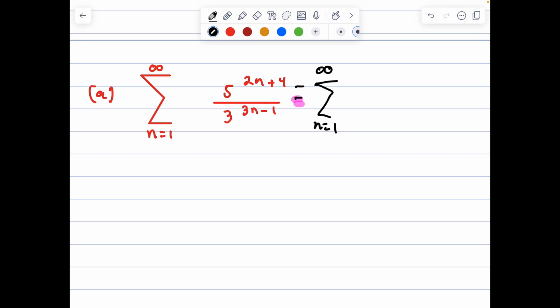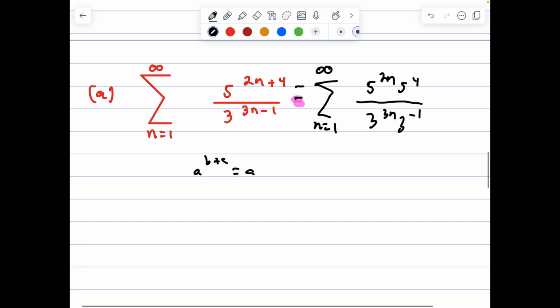5 to the 2n plus 4 can be rewritten as 5 to the 2n times 5 to the 4th, all over 3 to the 3n times 3 to the minus 1. That is by a property of exponents that says if you have a base raised to a sum of exponents, it's equal to the base raised to each of those exponents multiplied. Okay, that's what I used there.